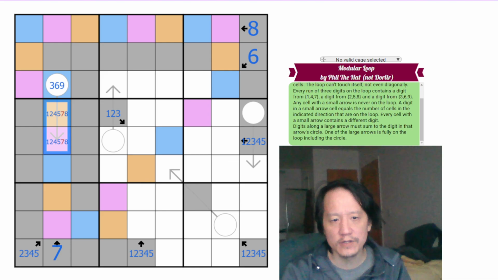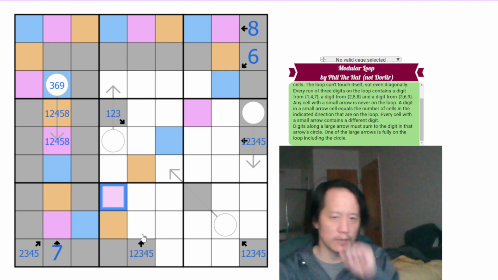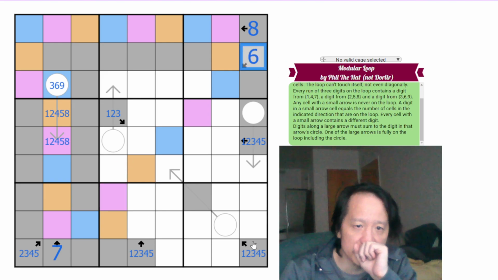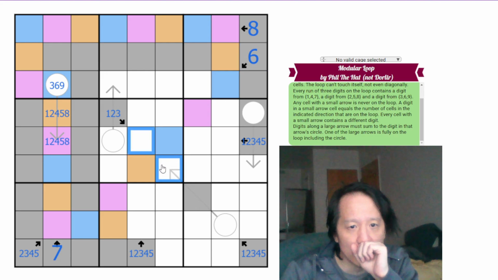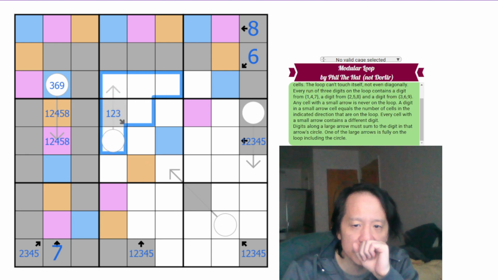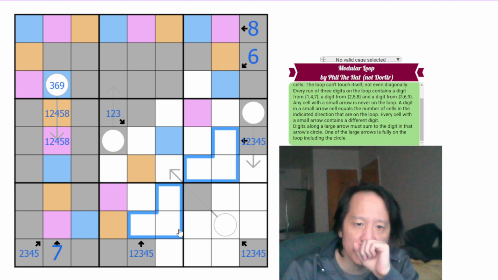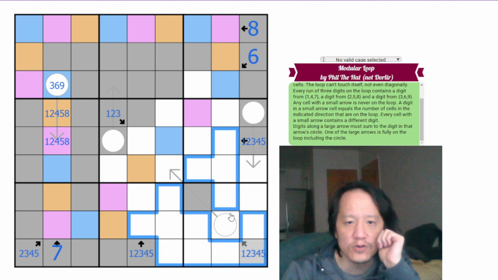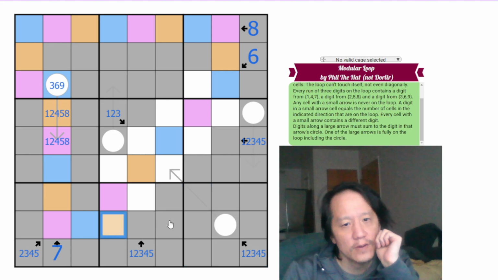There is no 7 along this column. So we have the 6. Only one of these. So now we know it's either here or here left. So everything else is not on the loop. So only along this diagonal and this diagonal. So we know none of these can be on the loop. Because of that, one of these is on the loop, and then we have another.